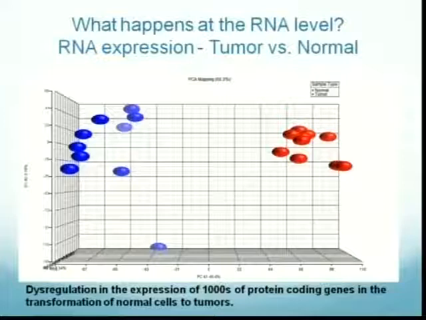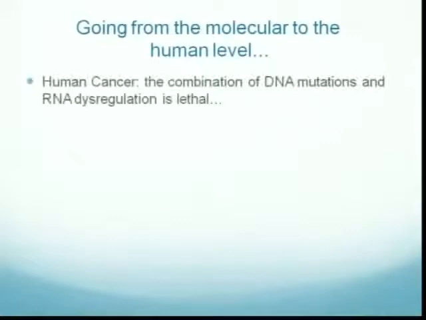And what these changes are and what their impact is obviously the focus of a vast amount of research, including ours in our laboratories. So when we take these molecular changes to the human level, obviously the combination of these DNA mutations and RNA dysregulation is lethal. Cancer kills people because of these deleterious mutations and dysregulation.